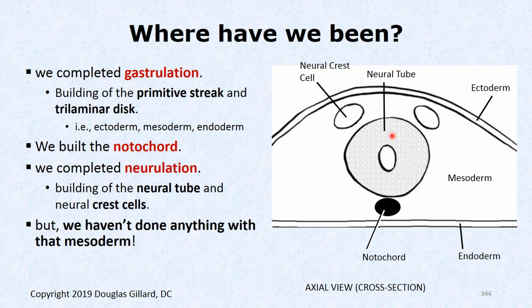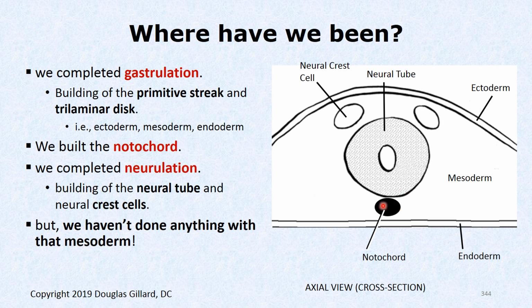Alright, so where have we been? This is pretty much what we've built over the passage of time here. So gastrulation is done. The primitive streak has been built, and it's actually starting to regress at this point. The trilaminar disc is complete. We have the 3 layers. Remember, the epiblast turned into the ectoderm. Hypoblast turned into the endoderm, and we have mesoderm. I didn't color this, but mesoderm is all in white here between the ectoderm and endoderm.